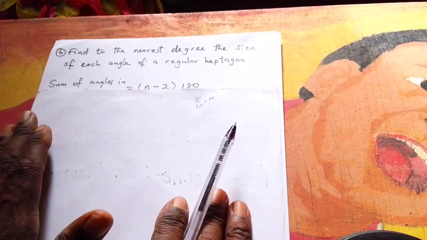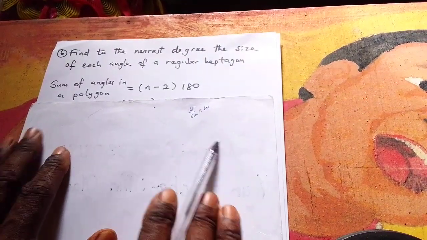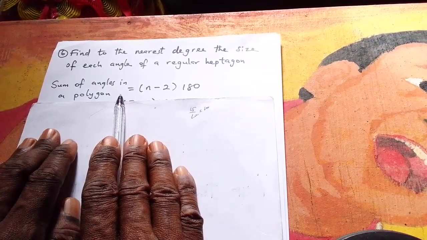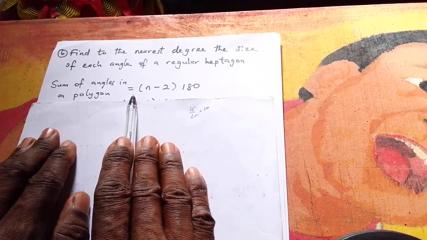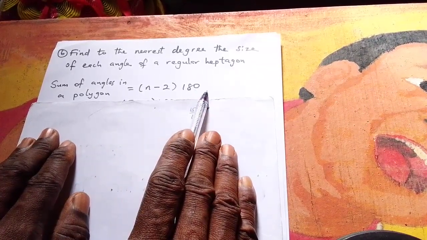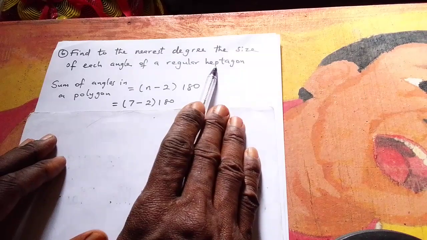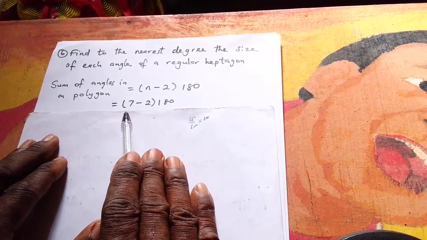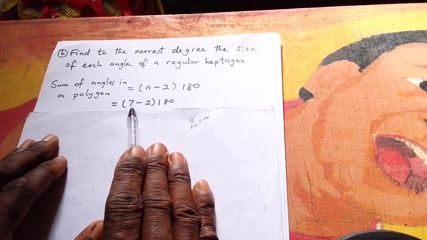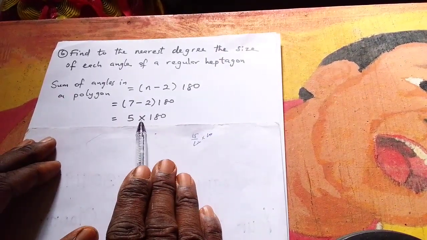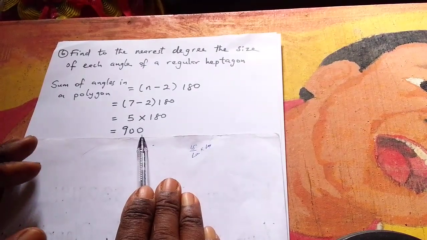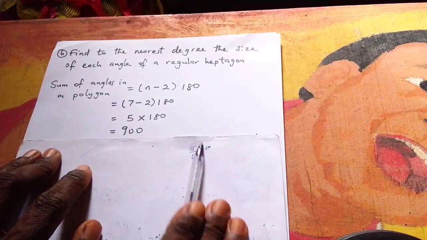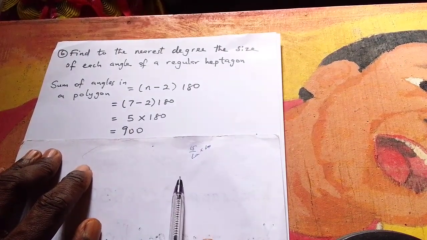So we use the formula for the sum of angles in a polygon to calculate the sum of the angles in the heptagon. The sum of the angles in a polygon equals n minus 2, into bracket 180. The value for n is 7 because it has 7 sides. 7 minus 2, into bracket 180. 7 minus 2 gives us 5 times 180, which gives us 900. So the sum of the angles in that heptagon should be 900.